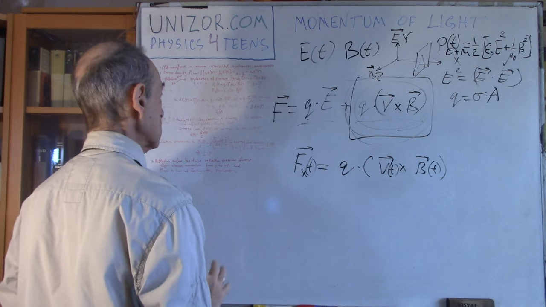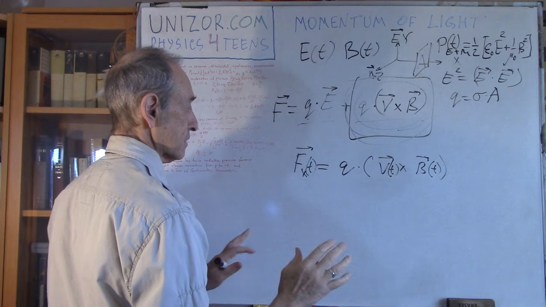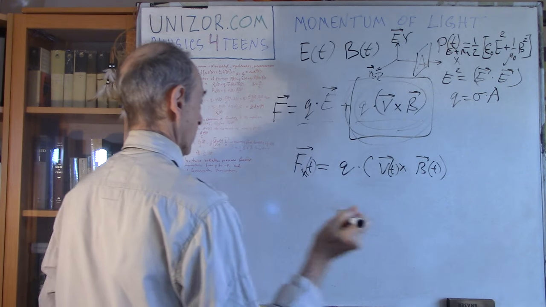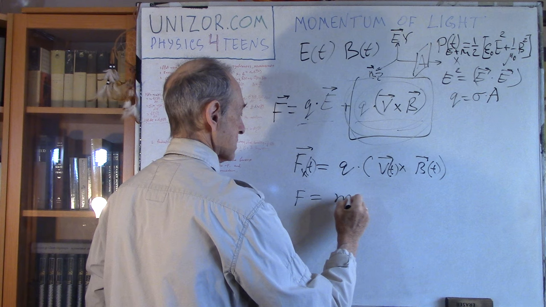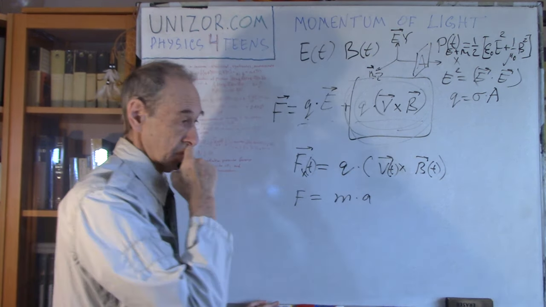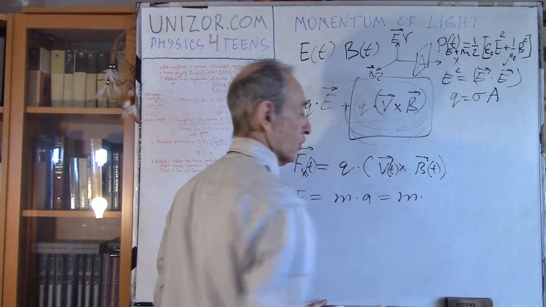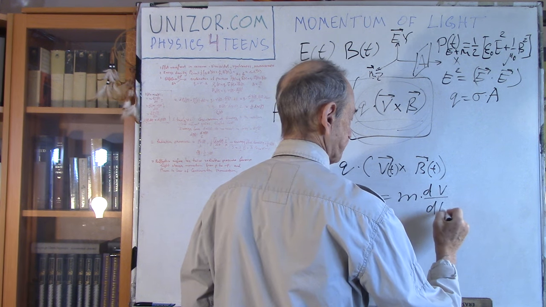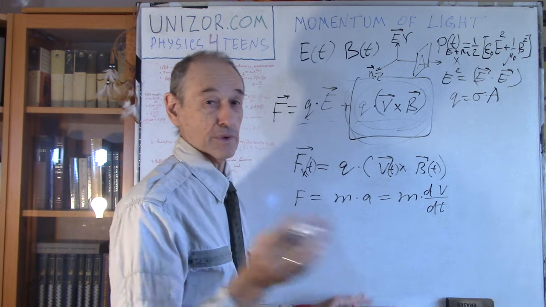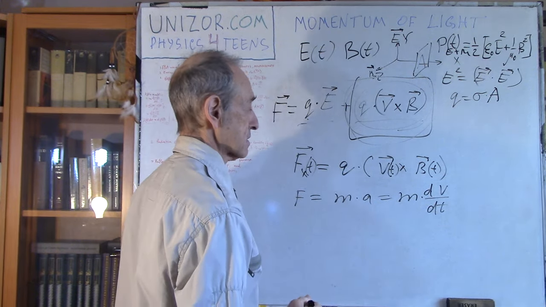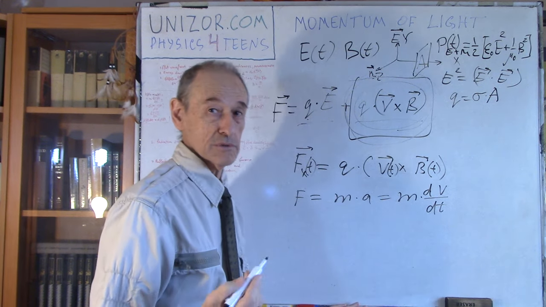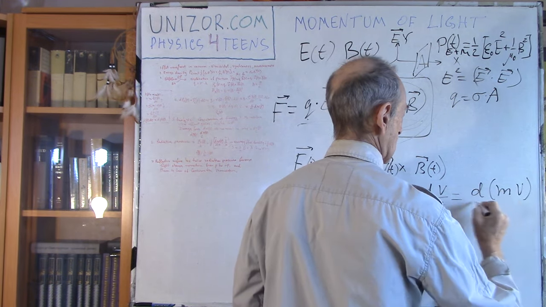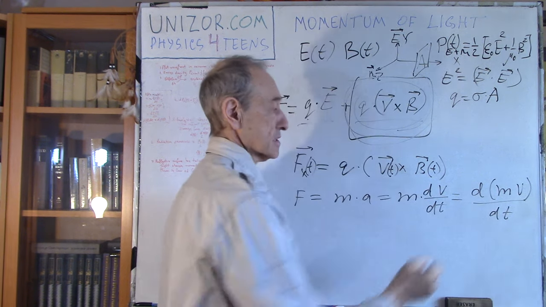Now, before proceeding any further, I'd like to make a certain deviation back to Newtonian mechanics. Here is Newtonian mechanics. Force is equal to mass times acceleration. Remember the second law of Newton, which is mass times acceleration, and acceleration is the first derivative of speed by time. Again, that's all covered in the previous lectures related to mechanics. Now, m is considered to be constant in Newtonian mechanics, which means I can write it down this way, putting it under the differential. It's a constant anyway.